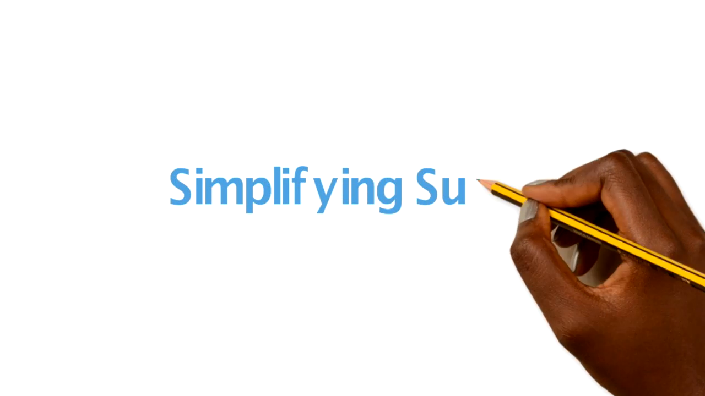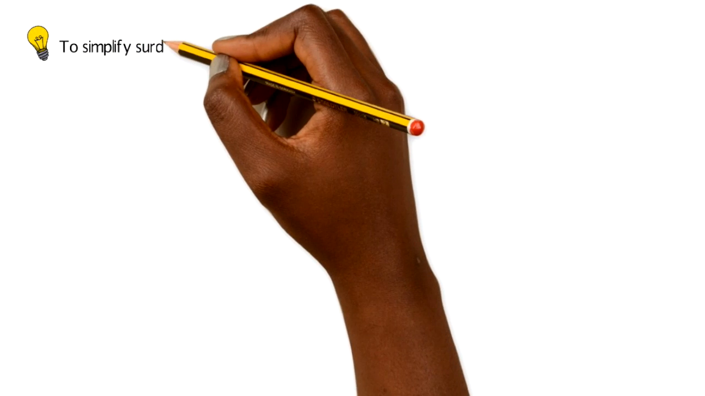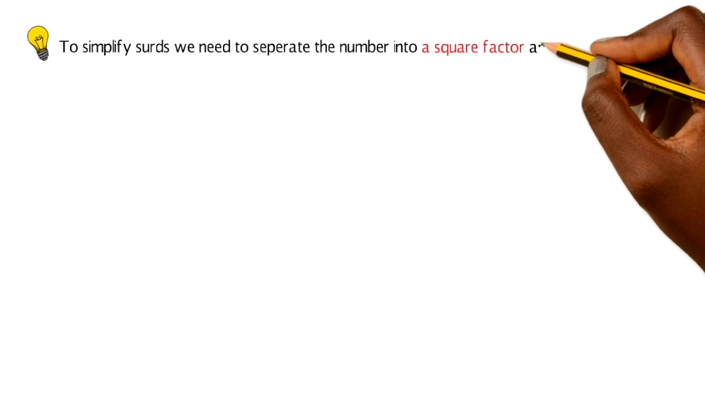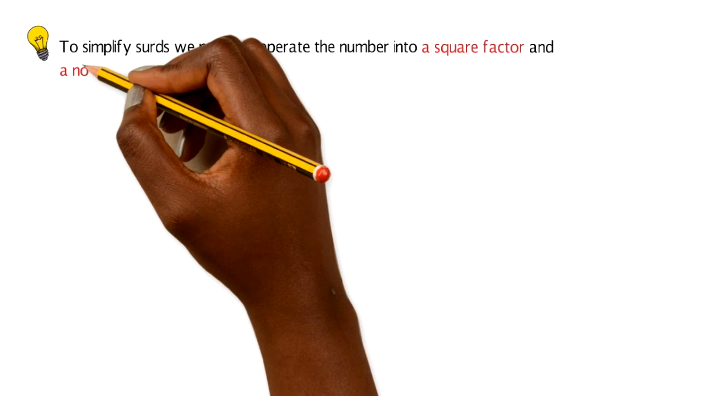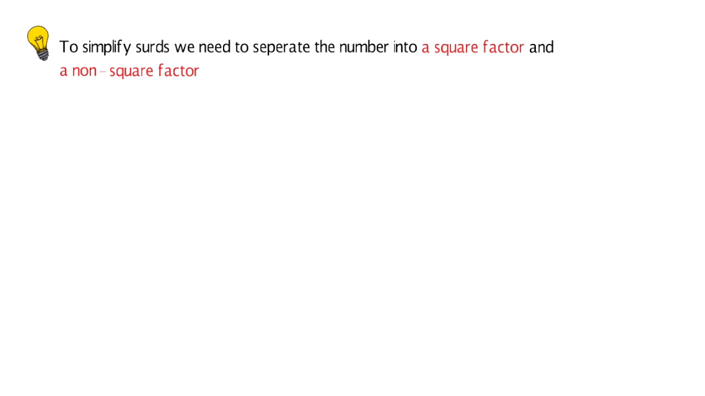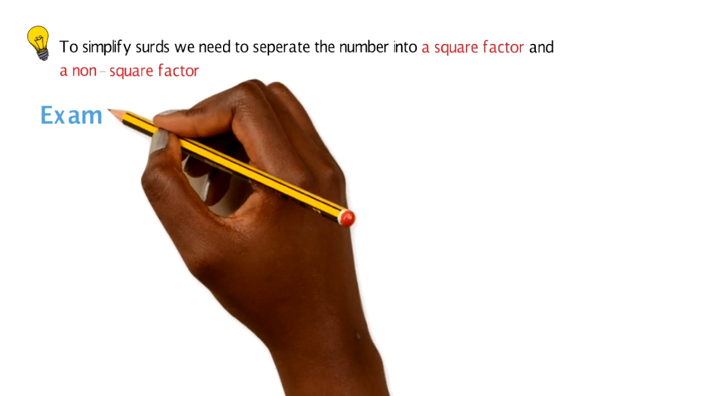So moving on to simplifying surds. When you're simplifying them, you need to separate the number into a square factor, so a squared number factor, and a non-squared number factor. I will go through examples of these to make this statement clearer.